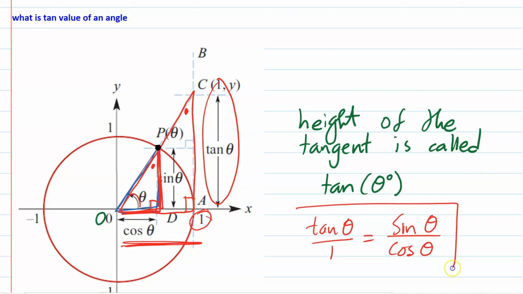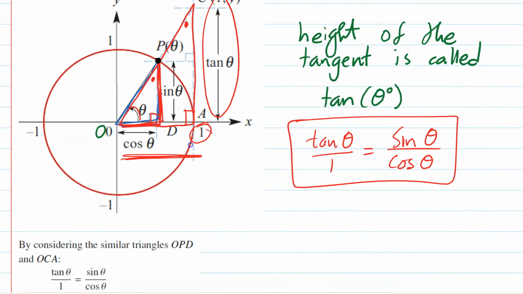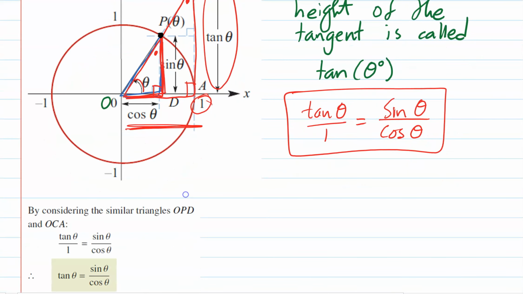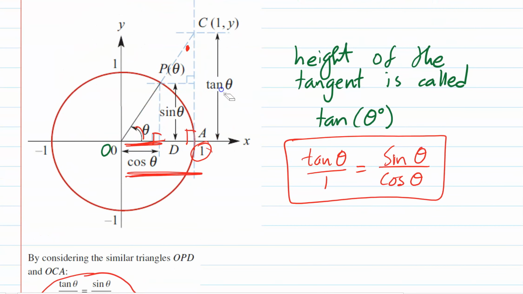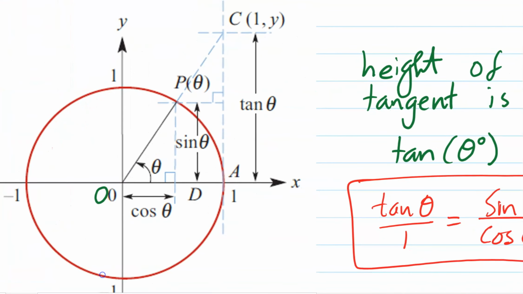There is a relationship here. The height of the tangent is exactly the same as the ratio between the sine value, or the height, and the length of the corresponding point P. That's what we have written here. Okay, that's what we did. Right, so we get the idea of the tangent. Now it is the height of the tangent. Let's have a look at what we get here.